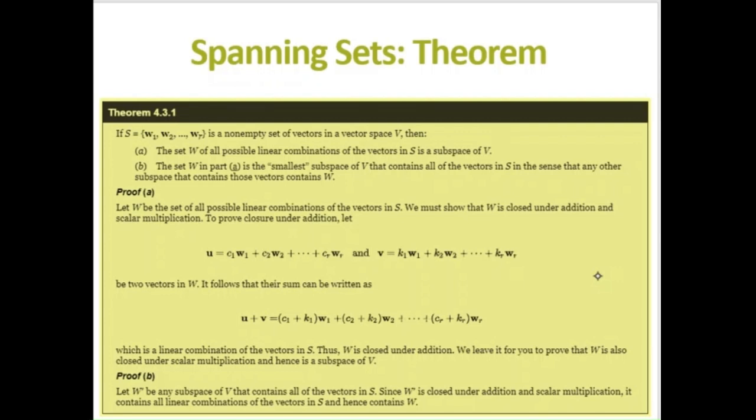The set W in part A is the smallest subspace of V that contains all of the vectors in S, in the sense that any other subspace that contains those vectors contains W. So W is going to be all the possible linear combinations of those vectors in S, and that set W is going to be the smallest subspace of V. Any other subspace that might be larger is going to contain that W though. So W is the smallest subspace of V that contains all of the vectors in S. All right, so keep that theorem in mind.